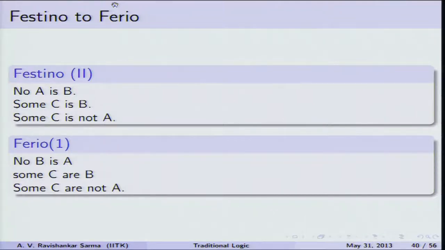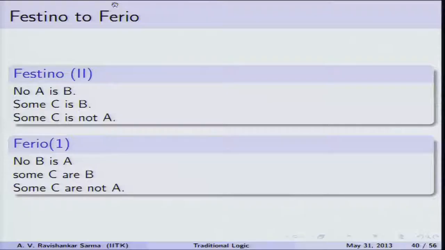So "No A's are B" in the first premise is, by simple conversion, converted into "No B's are A's," and you keep the rest the same: some C's are B, and some C's are not A. Then it changes into the Ferio form, which falls under figure number 1. Like this, we can convert things into the corresponding Latin name which occurs in figure number 1.